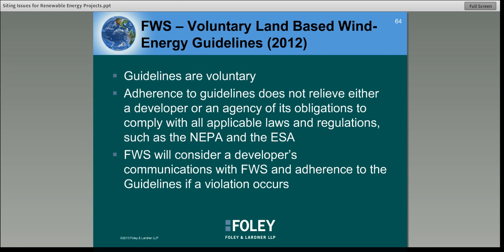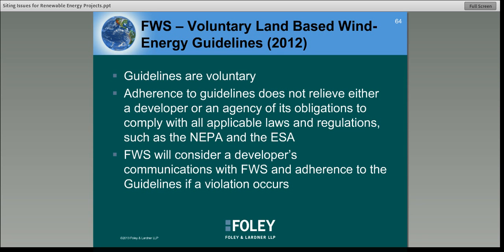The guidelines are voluntary. Complying with these guidelines is not going to substitute for NEPA compliance or Endangered Species Act compliance, but Fish and Wildlife in an enforcement proceeding would consider adherence to the guidelines as a mitigating factor.